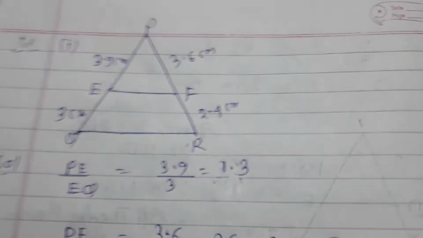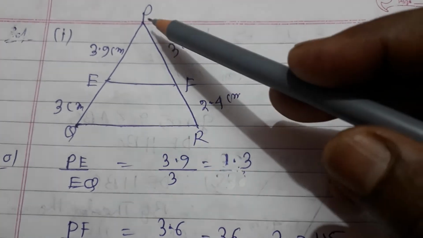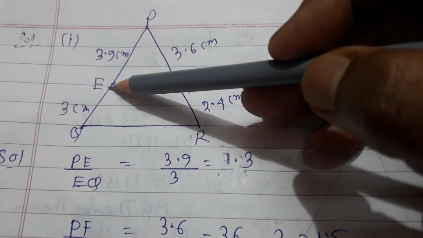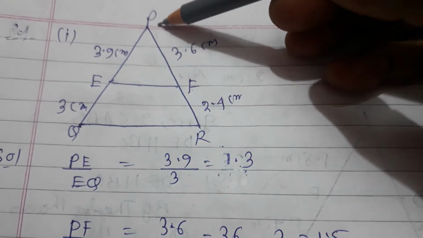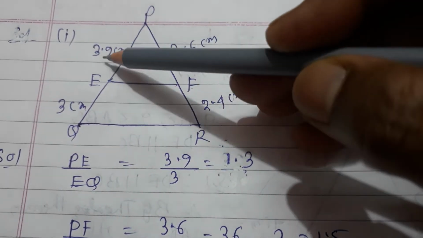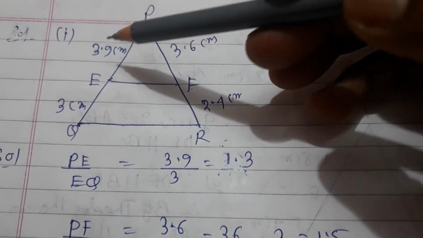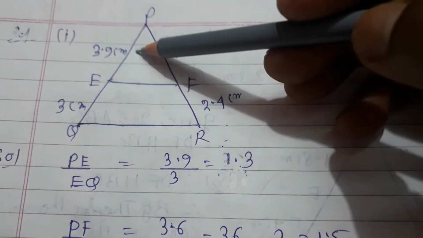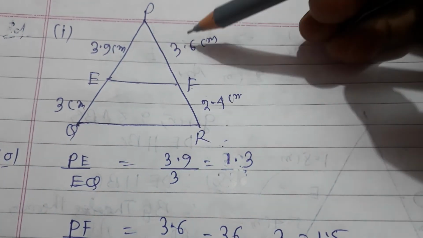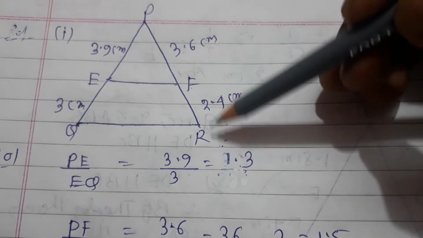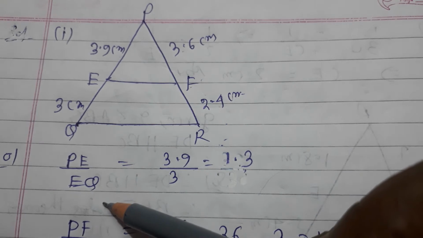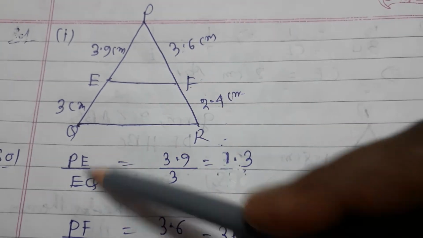Now listen to what I have done. This is the figure you draw as per the question. PQR a triangle and E is a point on PQ and F is a point on PR. Now whatever the values are given in the question, I have written on the figure. PE equal to 3.9 centimeter, QE equal to 3 centimeter, PF equal to 3.6 centimeter and RF equal to 2.4 centimeter.